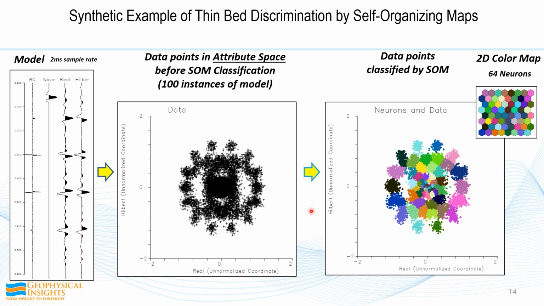Moving across, this has been put through a self-organizing map and assigned 64 neurons. So on the right here you see the SOM classification of the same data, and we have assigned the colors randomly on this 2D color map. So you can see the natural clusters that the SOM has detected in the data set.